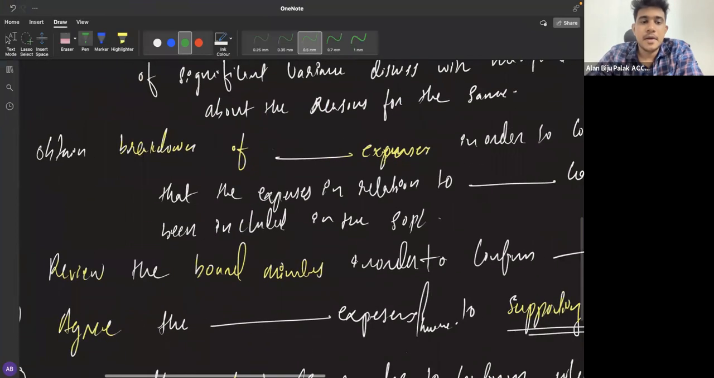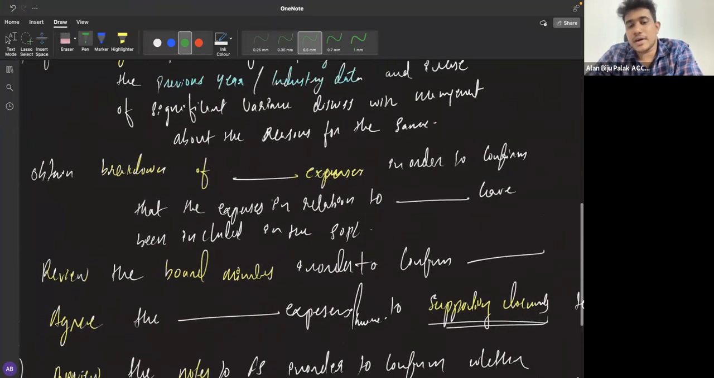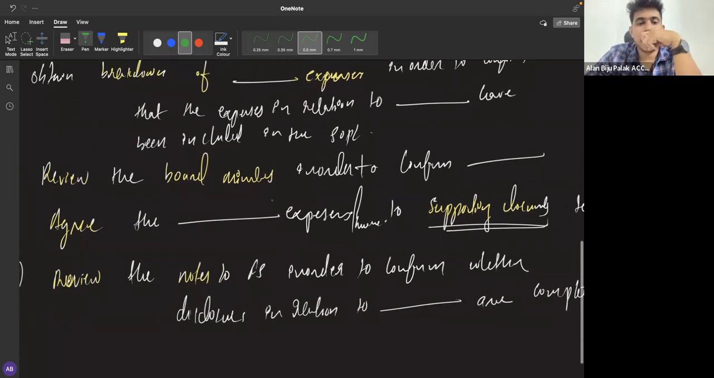Then, you also need to understand whether the provision for redundancy is being appropriately included within the company's financial statements. So what you can do? You can obtain the breakdown of expenses in order to confirm whether the expense in relation to the redundancy provision has been included in the statement of P&L. Clear?